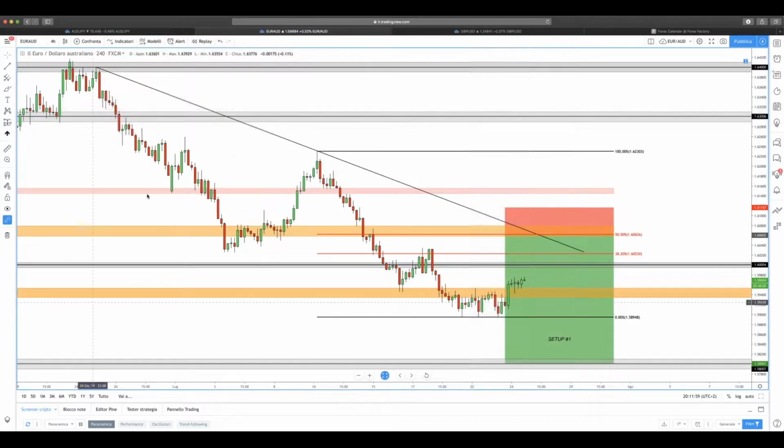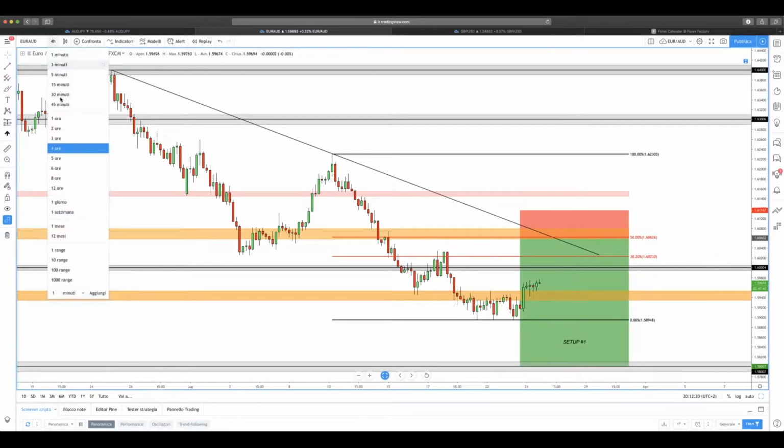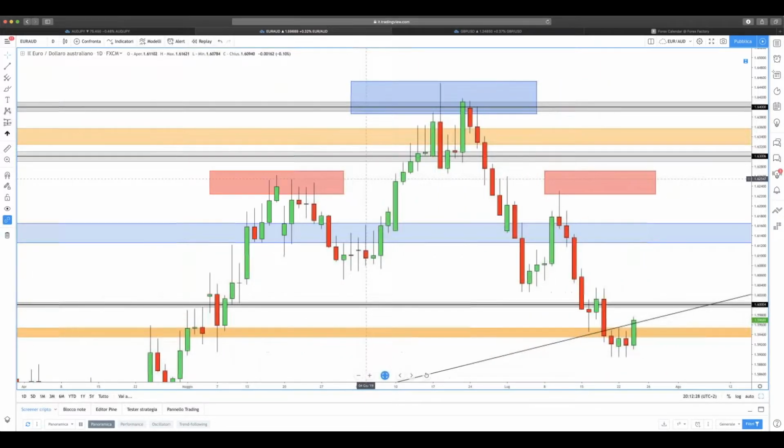Euro Australian dollar. Here we can see the price in the last weeks, on the 4-hour time frame. We can see that the price reached this key level, 1.64, a key level that we know very well on this pair, because this level reacted the price many times, especially on the daily time frame. We can see the price action in the last month.